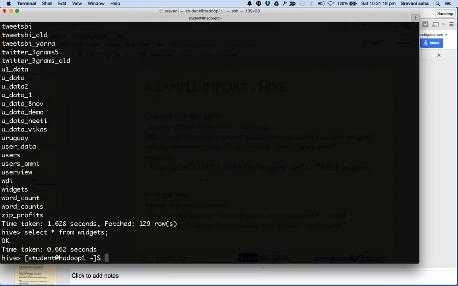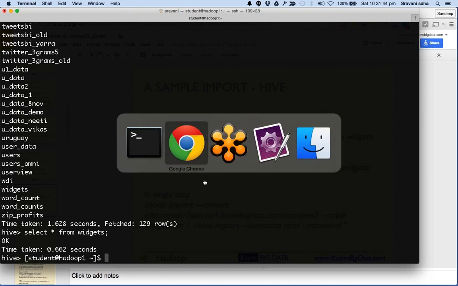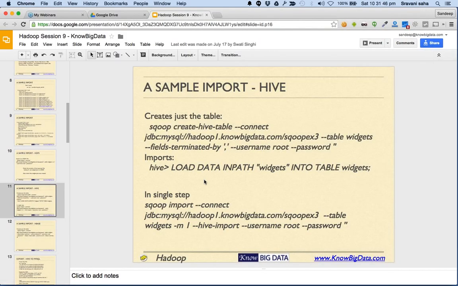Now there were three steps involved. First, we copied the data from MySQL to HDFS. Then we created a table in Hive, then loaded the data from the file which was created in step number 1 into the Hive table. So there were three steps involved.